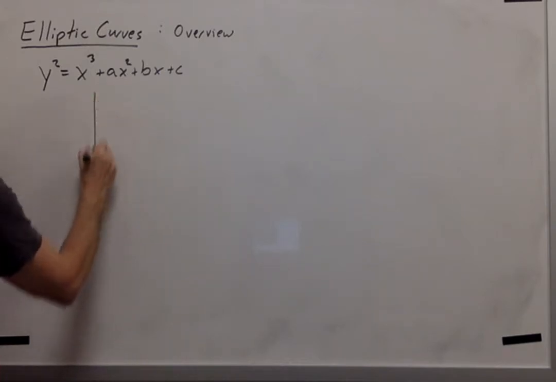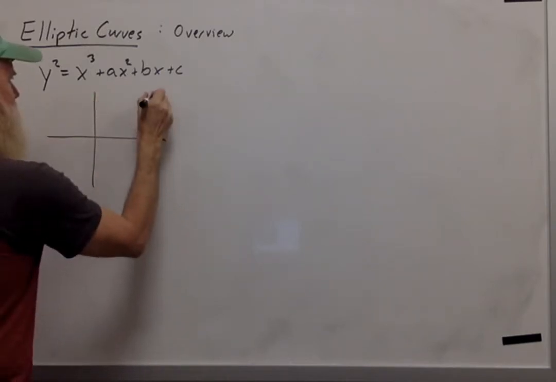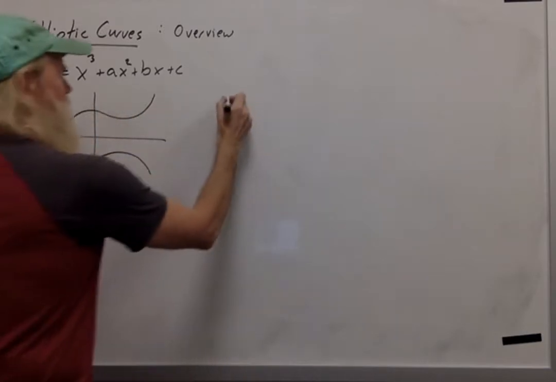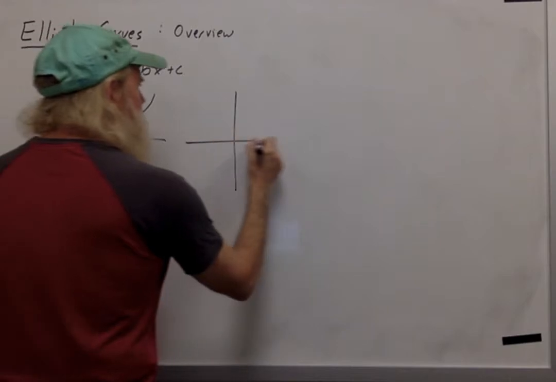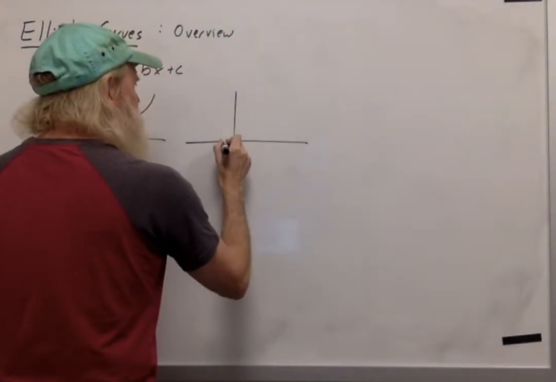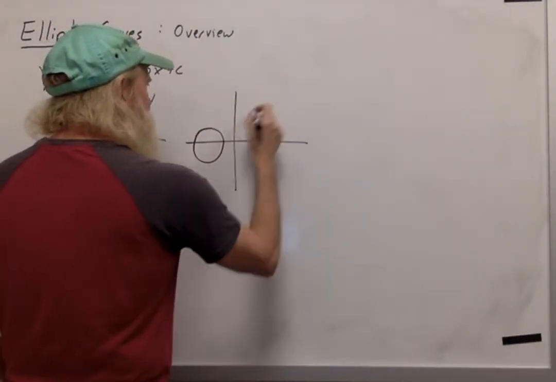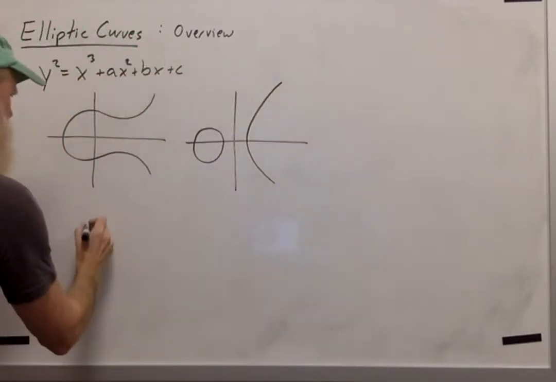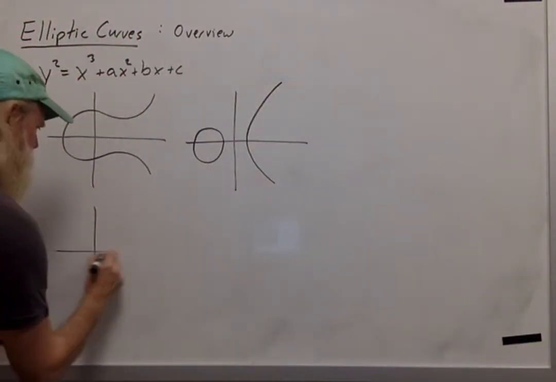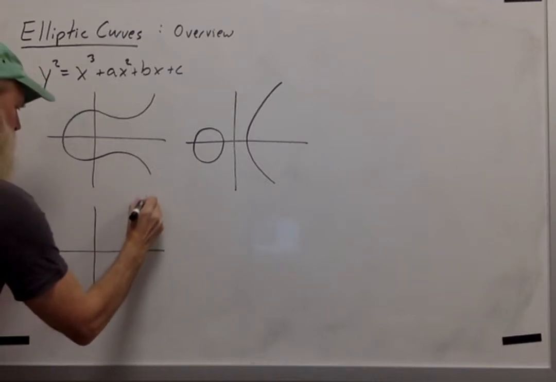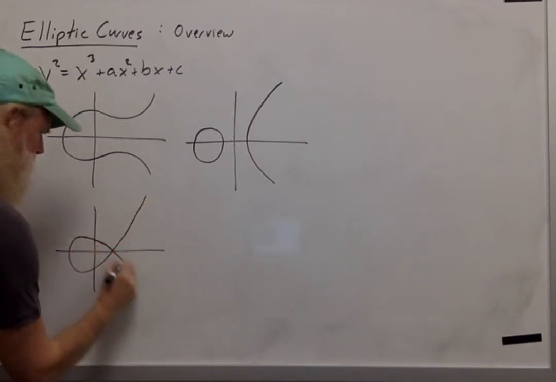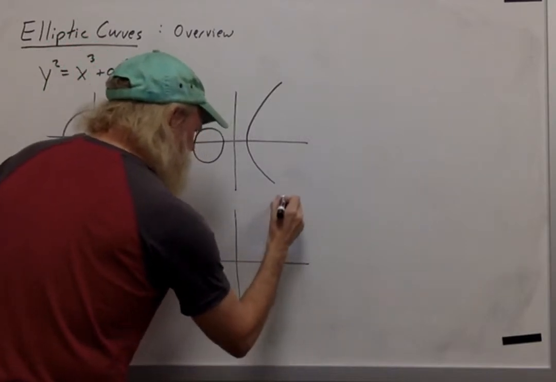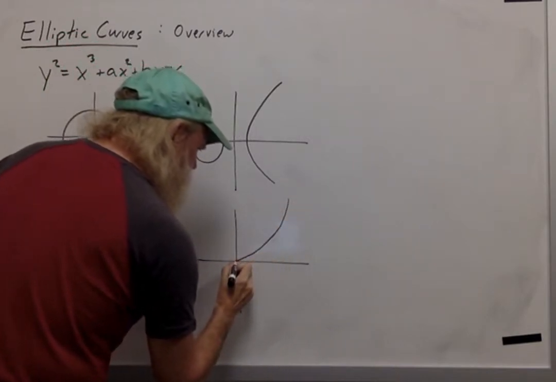One of the very typical shapes, something like this. Another common shape has kind of two pieces to it, something like this. And there are some other possibilities also. The curve could look something like this, or maybe like this.